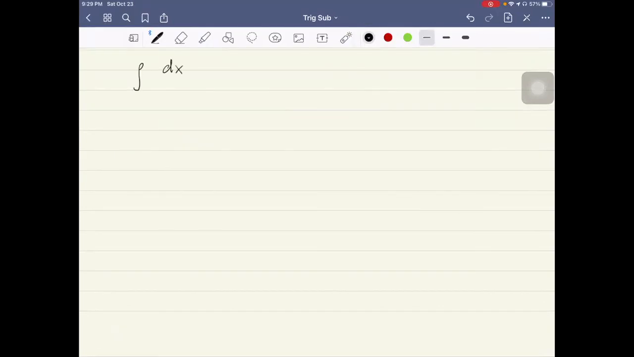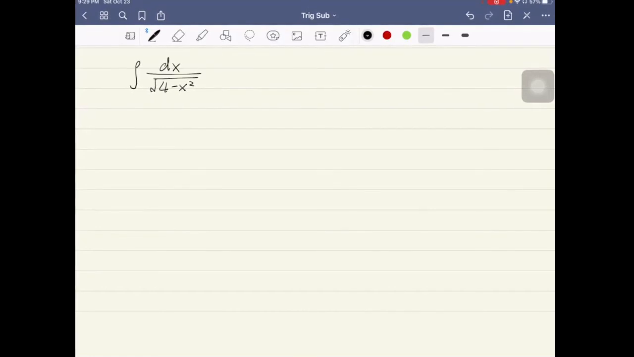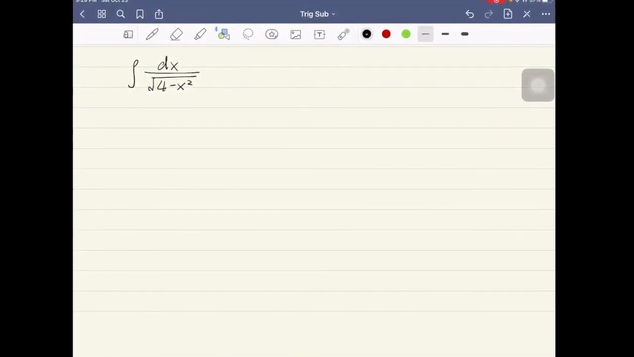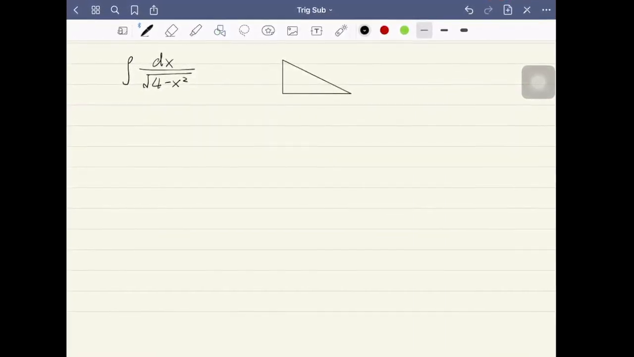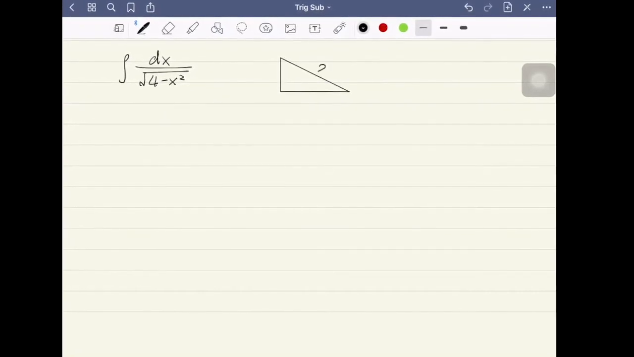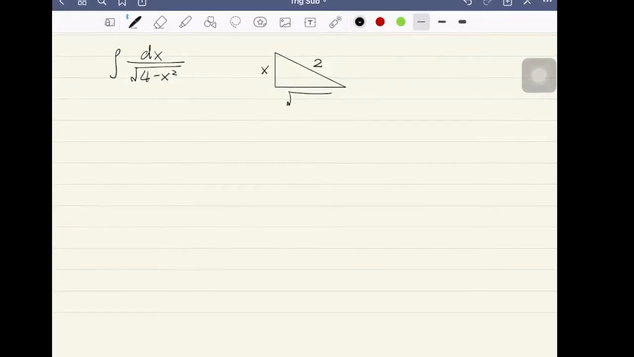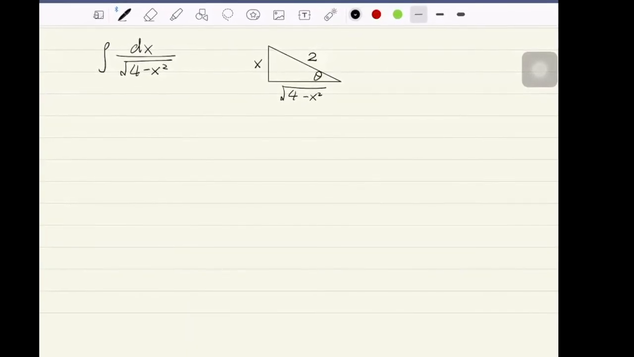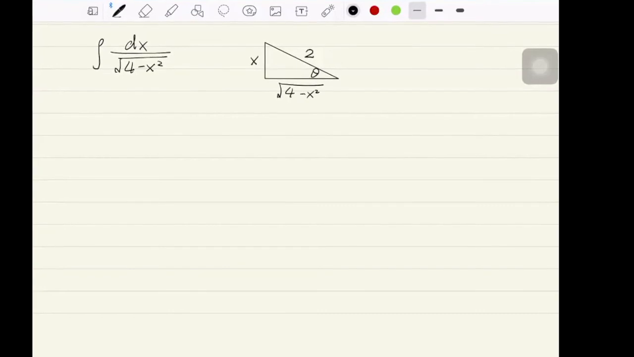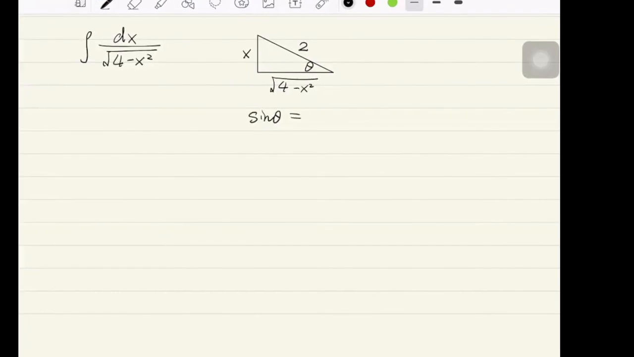Let's look at how to integrate with a different constant. Let's say it's 4 minus x squared. Well, it's really simple because in this case, you're gonna still use a right triangle. And the only difference is that your hypotenuse, instead of it being 1, this times 2. And this side is x. This side will become square root of 4 minus x squared. Let's call this angle theta. And then just like before, we're going to say sine theta is equal to x over 2.